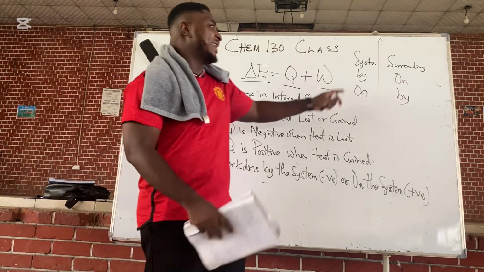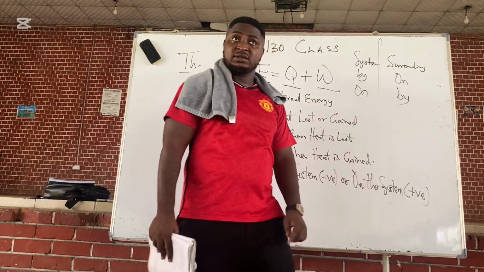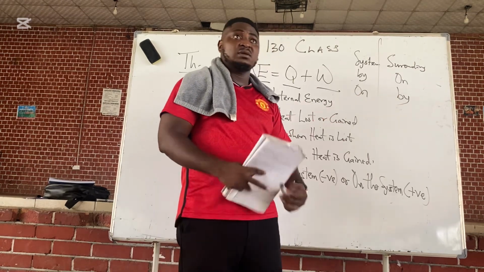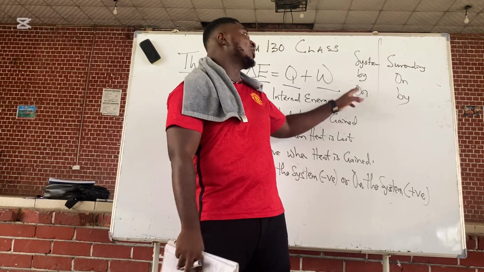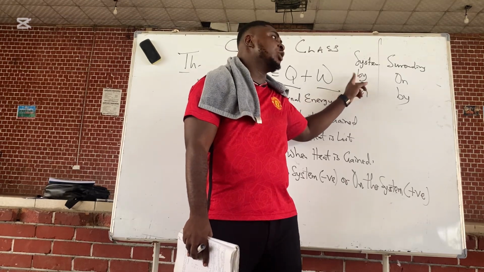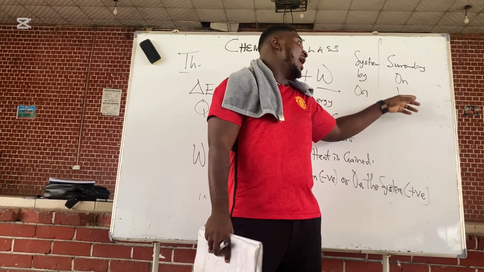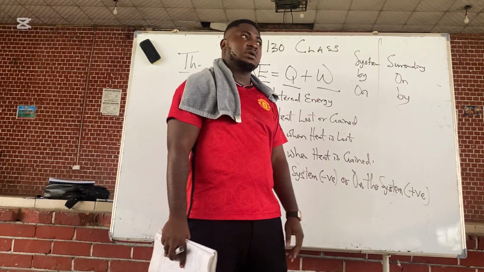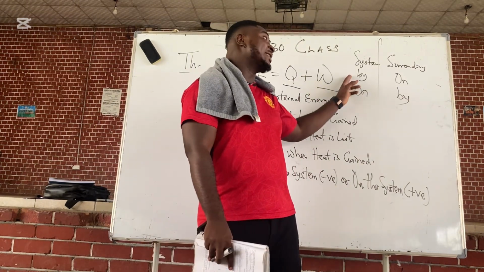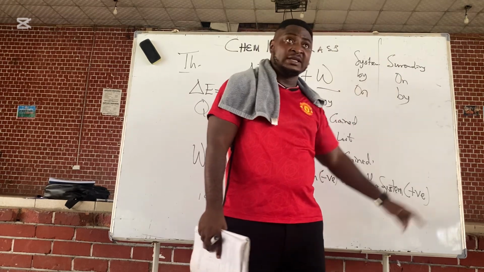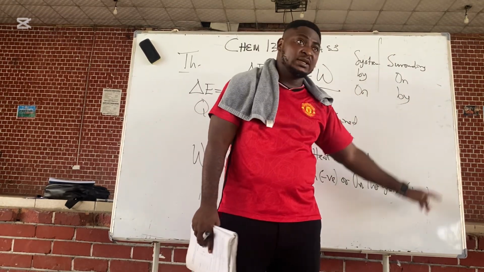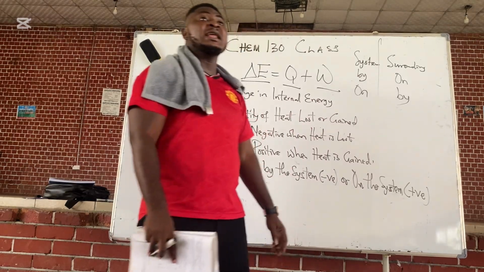If work is done by the system, then it is done on the surrounding. And if work is done on the system, it is done by the surrounding. So work done by the system implies that work is done on the surrounding, and work done on the system implies that work is done by the surrounding. Class, do not let them confuse you.